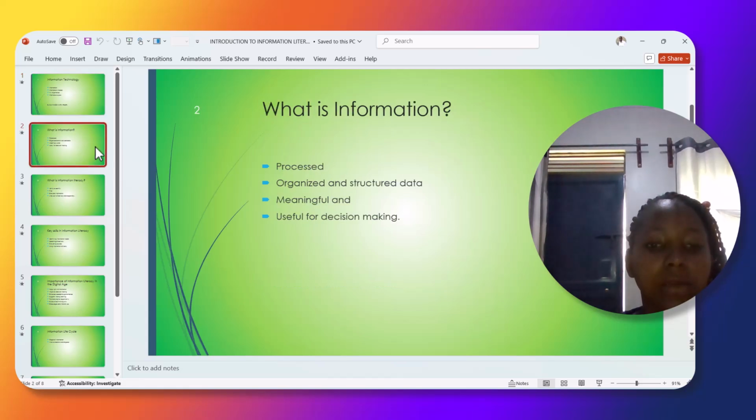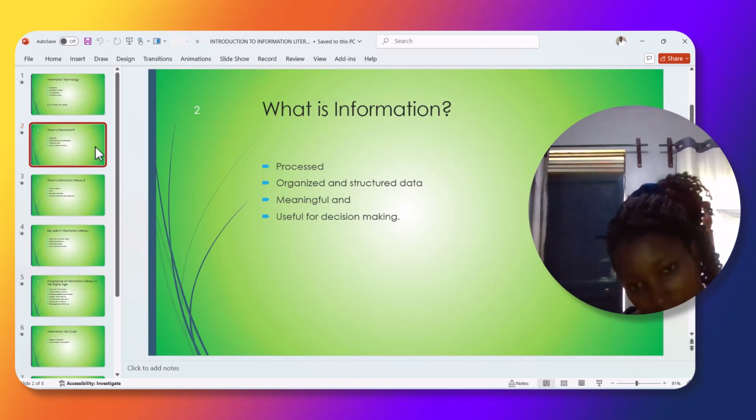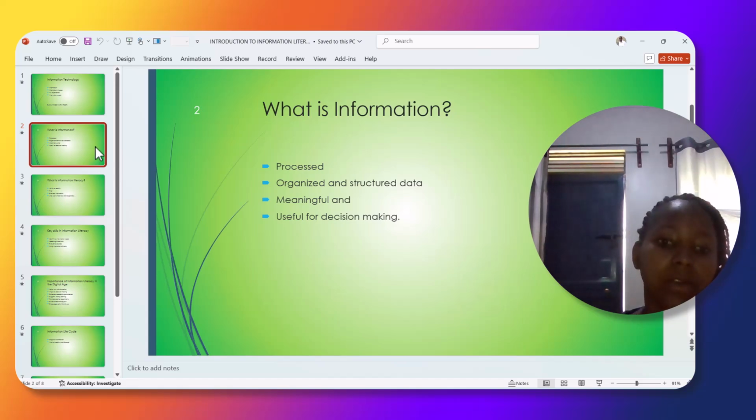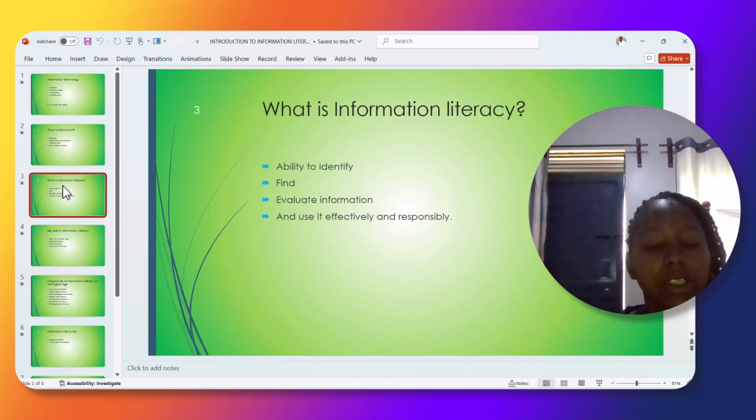First of all, what is information? Information refers to processed, organized, and structured data that is meaningful and is useful for decision making. So, information literacy is the ability to find, evaluate information, and use it effectively and responsibly.